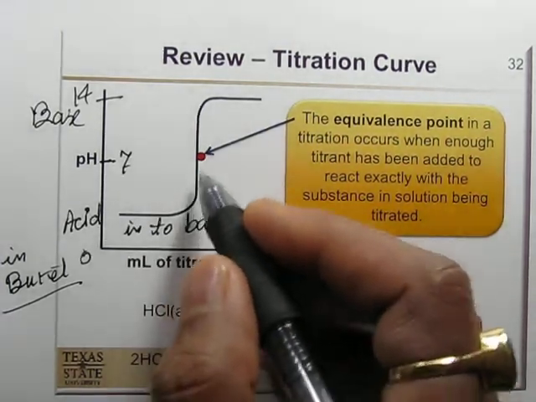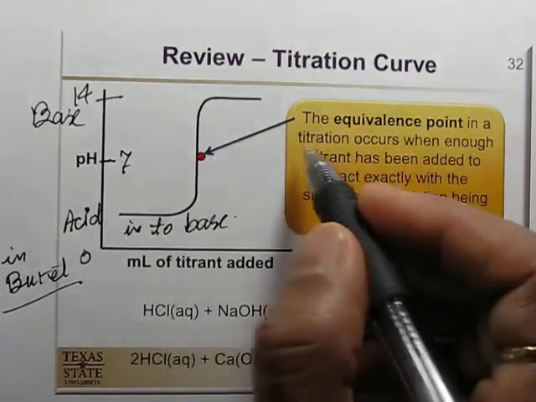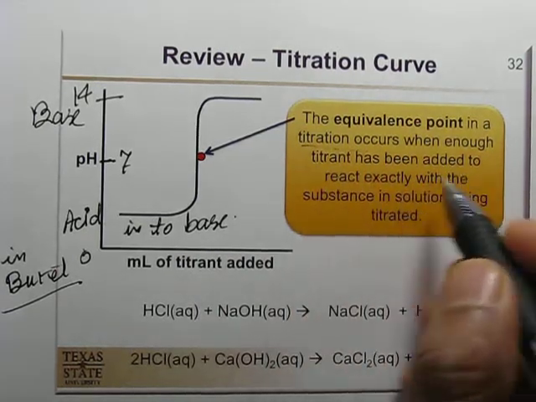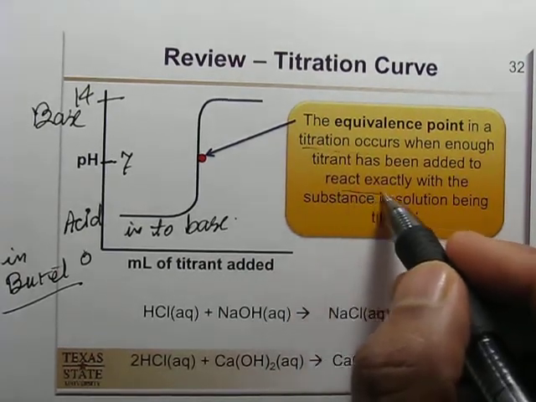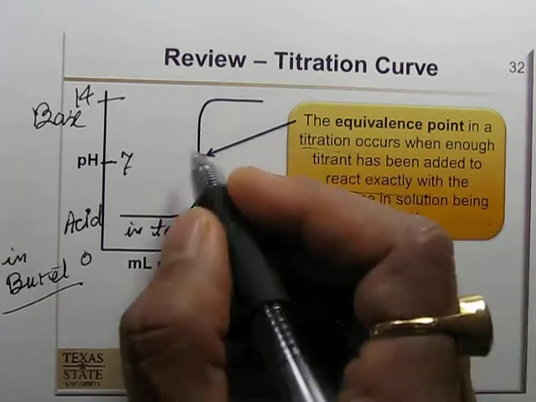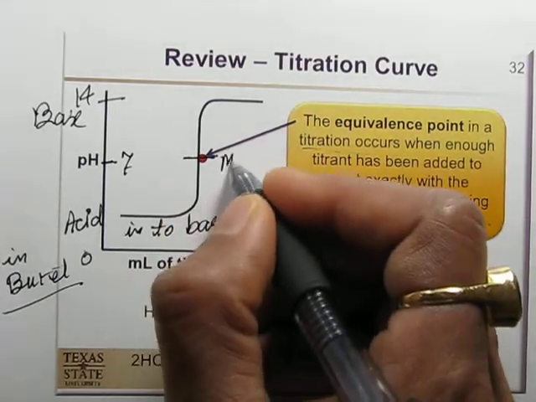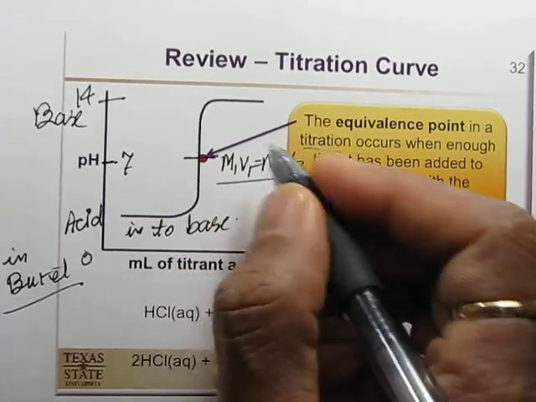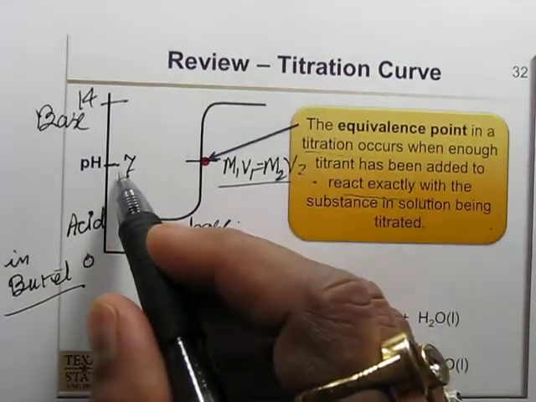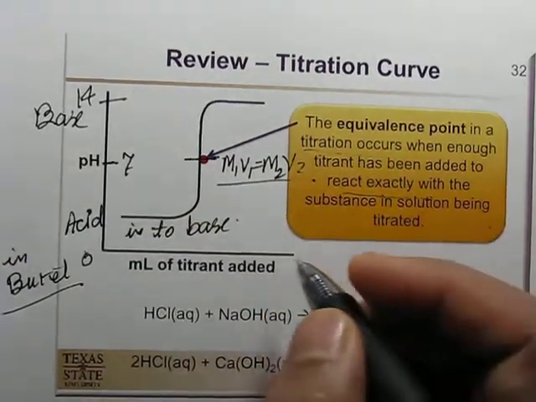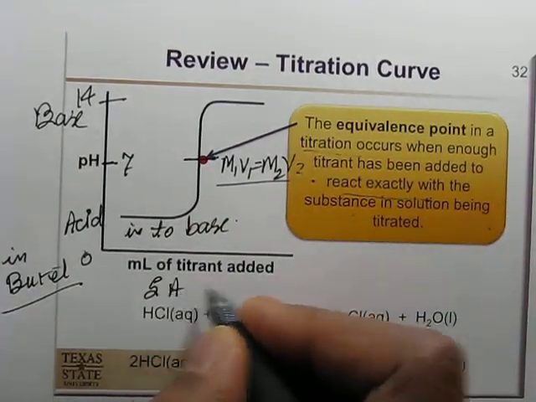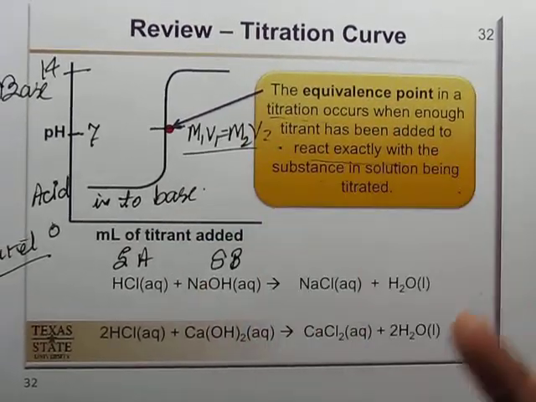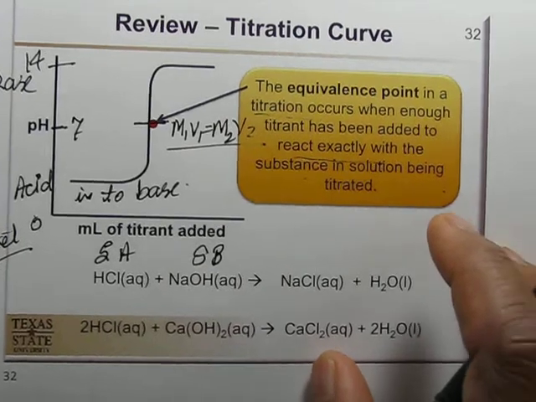As you start adding, the equivalent point in a titration occurs when enough titrant has been added to react exactly with the substance in the solution being titrated. So this is the point where we can say M1V1 is equal to M2V2, and you will get the neutral pH. We are basically talking about a strong acid and a strong base only. With a weak acid or weak base, the whole graph changes.